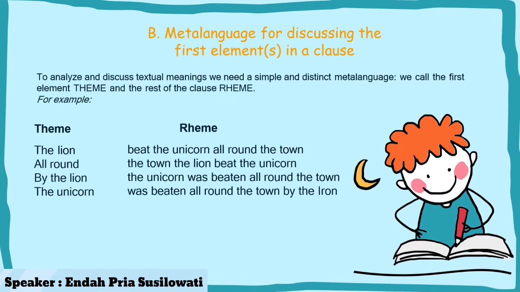Dim, the lion, rim, with the unicorn all around the town. All around the town, dim, rim, the lion with the unicorn. By the lion, dim, the unicorn was beaten all around the town, rim. The unicorn, dim, was beaten all around the town by the lion, rim.